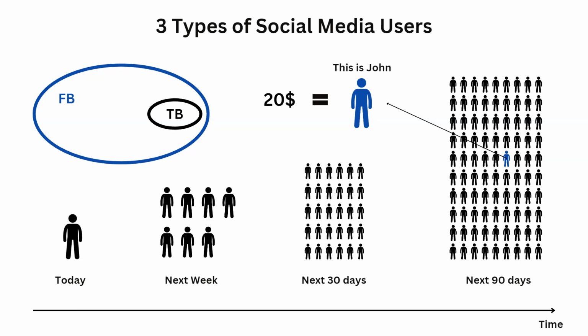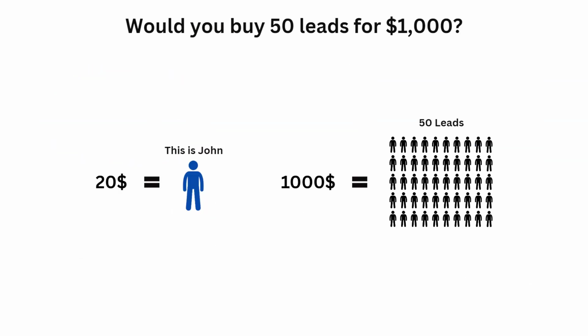Let's just call him John for the example. That's pretty normal, and in some cases it can be even cheaper. Now imagine spending $1,000 on Facebook ads and getting 50 leads like John. And each one of them is going to spend at least $5,000 on electrical work. I mean, it would be really hard to turn down such a deal, right?